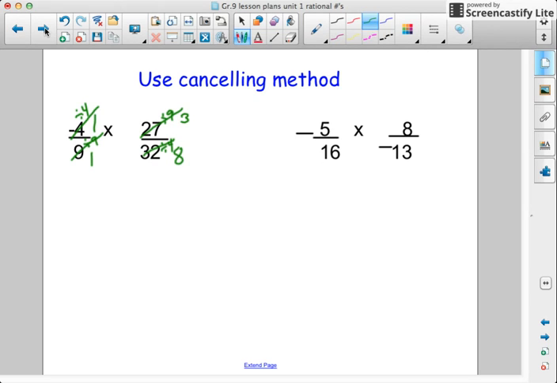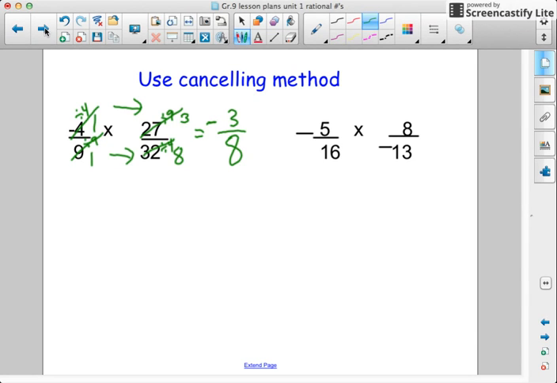So now I have 1 over 1 times 3 over 8. So I'm going to do just straight across multiplication. I'm going to get 3/8. But I don't want to forget to look at the signs again. I got a negative fraction multiplied by a positive fraction. So my answer ends up being negative.